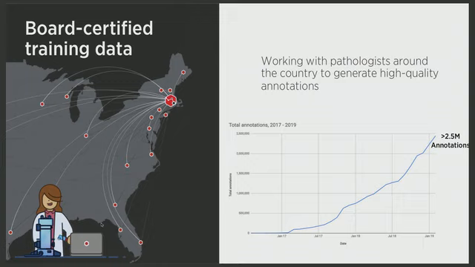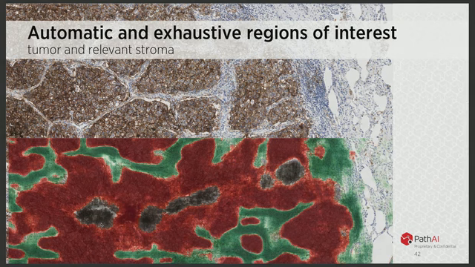So now we have something like 500 pathologists signed into our system that we can use to label lots of pathology data for us and to really build these models quickly and with really high quality. We now have over 2.5 million annotations in the system, and that allows us to build tissue region models.